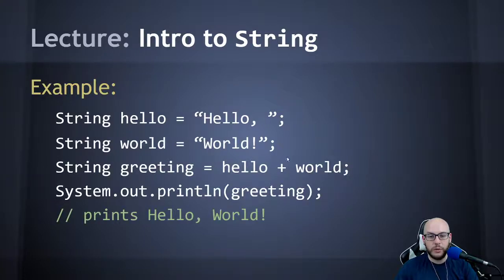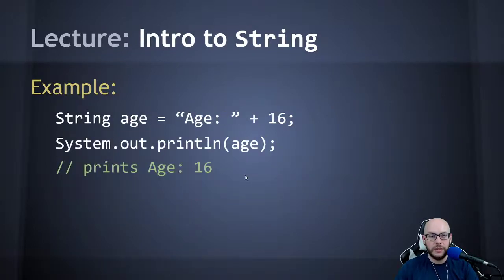String world is going to have this contents. We then say string greeting is the addition of those things. Because this isn't in quotes, we're going to look for these variables. Hello has these contents. World has these contents. So we're going to put those together. And then in the final line here, I'm printing them off just to show the effect. We have those two strings pieced together.